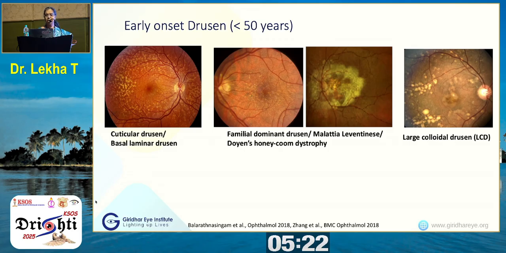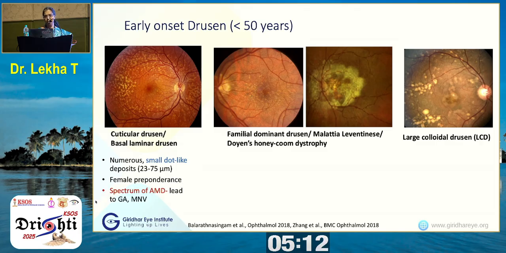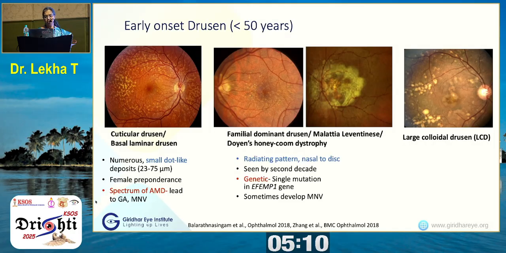Drusen is a common finding in those above 50, but when you see drusen-like lesions in those less than 50, let us give a little more attention. It can be cuticular drusen when there are numerous small dot-like lesions, and this is in the spectrum of AMD. Familial dominant drusen typically has a radiating pattern and it also involves nasal to the disc. It's basically a genetic condition. And these large colloidal drusen look large, but they generally have a good prognosis.